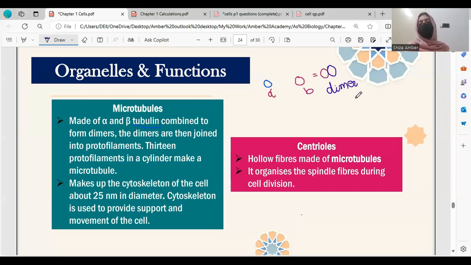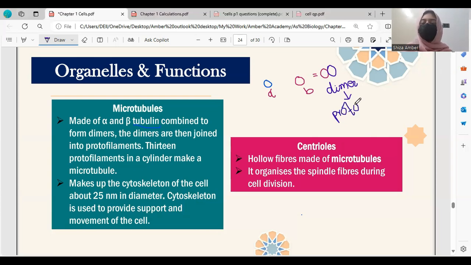Okay. So then dimers form protofilament. When we combine lots of dimers, then they form protofilament. Okay. So consider dimer as the monomer and consider protofilament as the polymer. Do not write this in your exam. I'm just trying to explain the concept of dimer and protofilament. So dimer is made up of alpha, beta, then many dimers join up and they form protofilament.